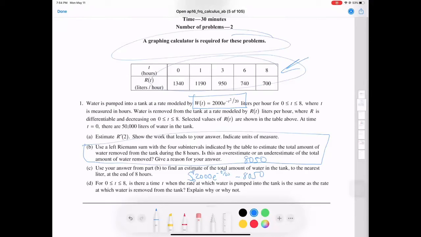And don't forget that at time 0, there was already 50,000 liters in the tank. So we start at 50,000, which is our initial. We pump in this integral value, and we subtract out the water that we lost. Taylor, are you okay with those 3 parts? Yeah, I didn't see the 50,000 liters in the question. That's a thing. If we're adding and subtracting, there's always a starting value, so make sure you find that. Got it. Okay.